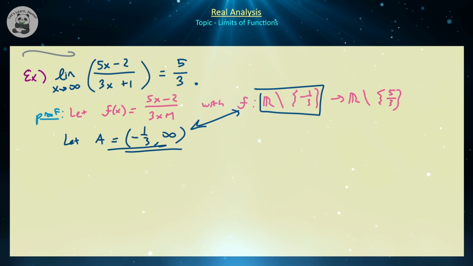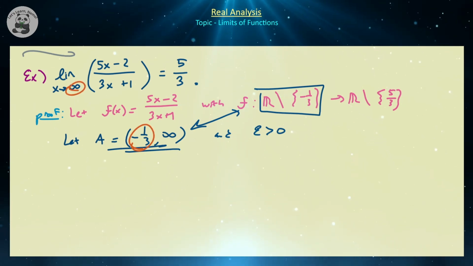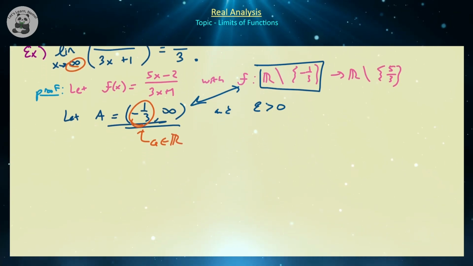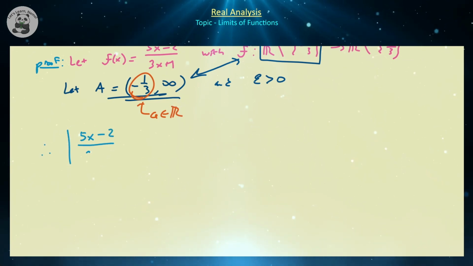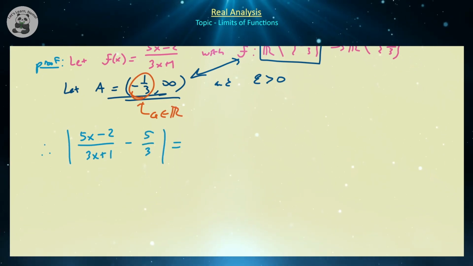All right, so actually let's just go ahead and do that. And we're also going to choose our epsilon to be greater than 0. So obviously we're going to positive infinity here, so this minus 1/3 isn't really going to be relevant, but we're just stating that there because at least there exists this real number a in that set of real numbers, which is all we need. So what do we have? We have the absolute value of 5x minus 2 all over 3x plus 1 minus 5/3. So let's just do some algebra here. Let's get a common denominator between these two things.